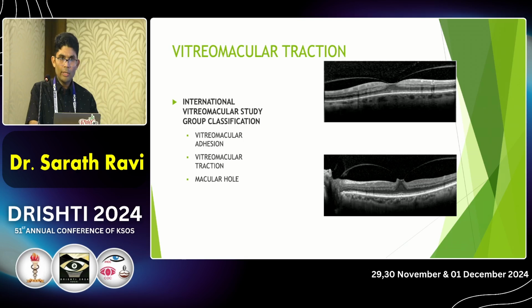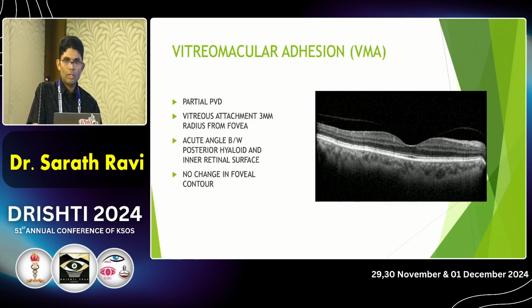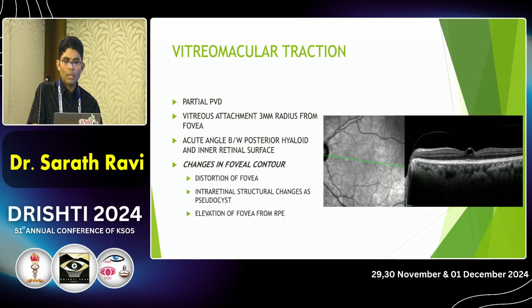The other thing that you encounter in cataract patients is an interface abnormality. Vitreomacular adhesion and traction are usually two entities of a spectrum during the course of an incomplete PVD. An adhesion usually is characterized by a partial PVD and persistent attachment of the vitreous to the central 3 millimeters and an acute angle between the posterior hyaloid and the inner retinal surface. However, there is no change in the foveal contour. Whereas in vitreomacular traction, you have the foveal contour being altered, either because of a distortion of the foveal surface, elevation of the fovea from the RPE, or intraretinal structural changes like a pseudocyst.